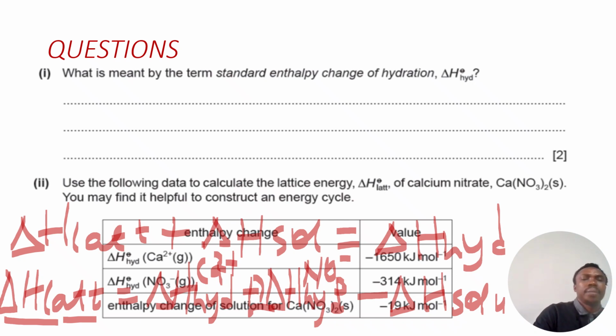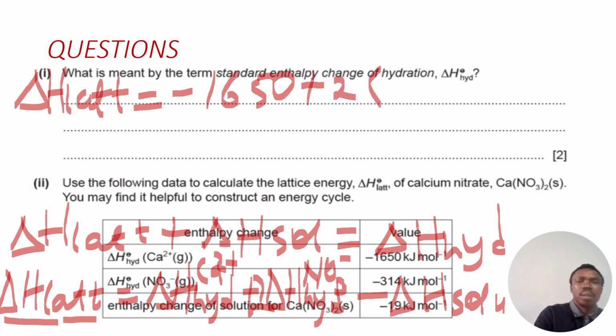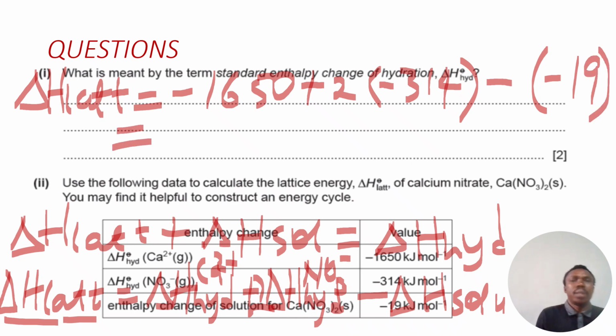So lattice enthalpy. The enthalpy change of hydration of calcium ion is minus 1650, plus 2 bracket the enthalpy change of hydration of nitrate ion, which is minus 314, minus the enthalpy change of solution, which is bracket minus 19. So I'm going to use my calculator now.